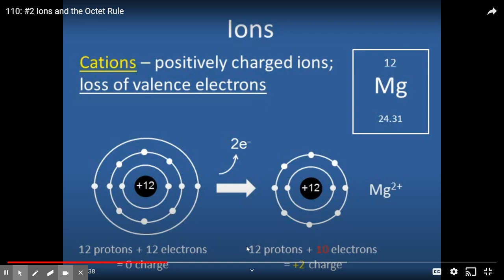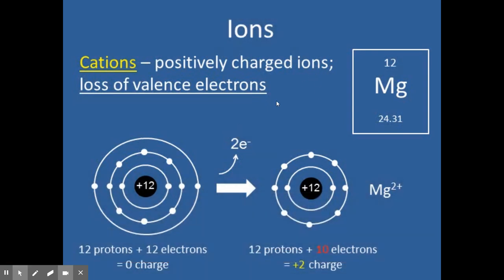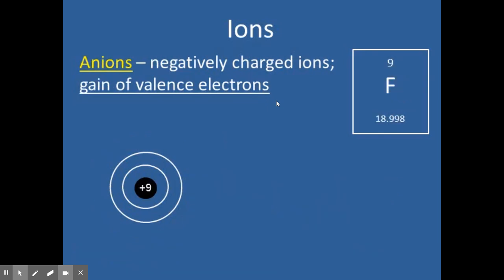What happened? I had 12 and 12. I lost 2, so now 12 plus 10 gives me that plus 2 charge. Okay? See here that now, when we count up protons and electrons, there are an additional 2 protons over electrons, thus giving magnesium ion a net positive 2 charge.